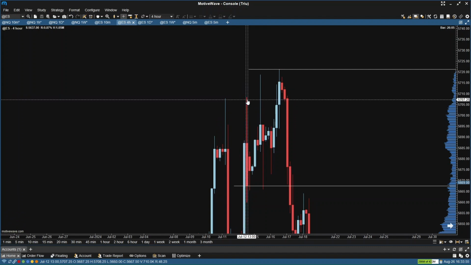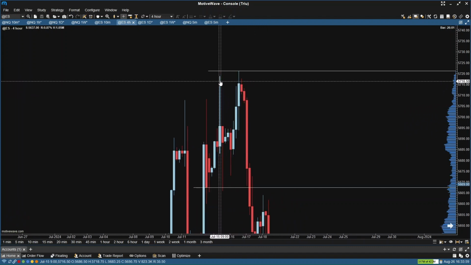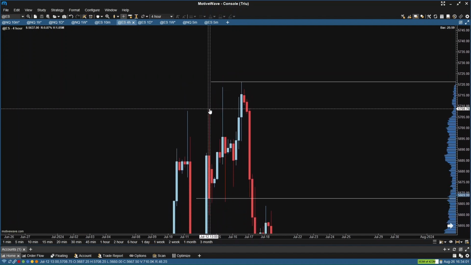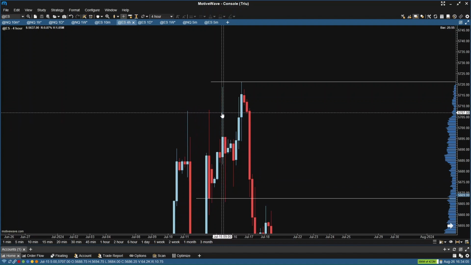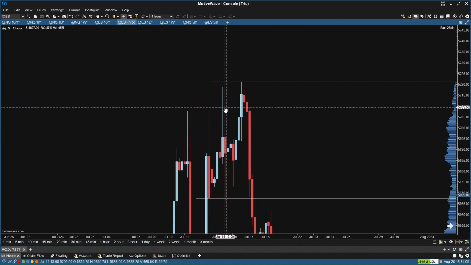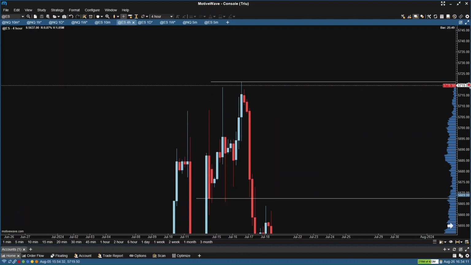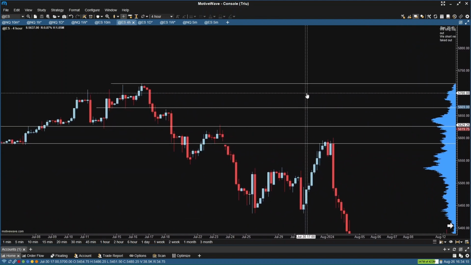Never blindly short this. Much rather short this wick here. After we already used this resistance, we don't like to short this again. It's already been used. We much rather like it overshooting the level, because there's also a science behind overshooting levels.